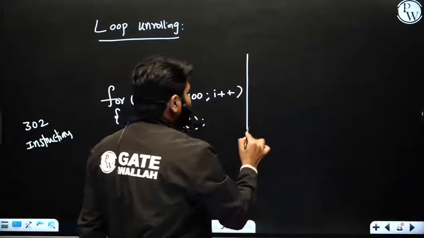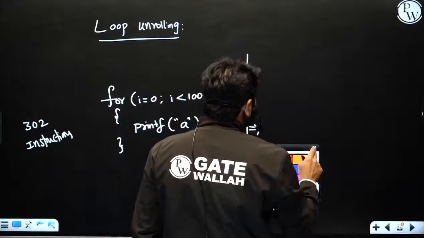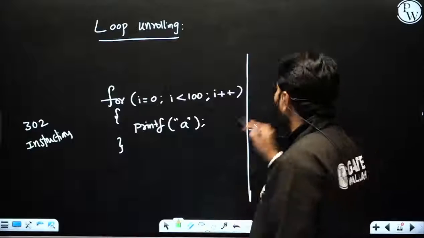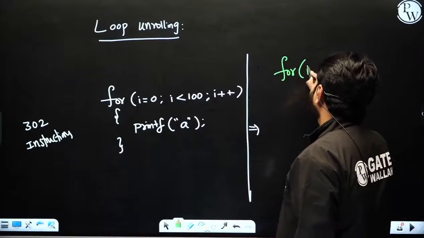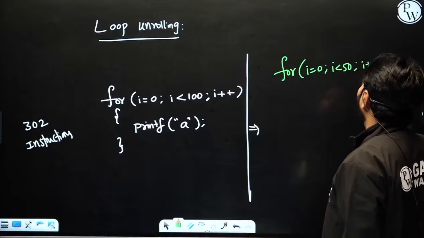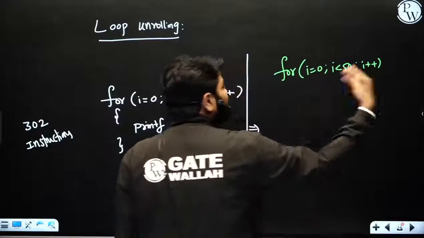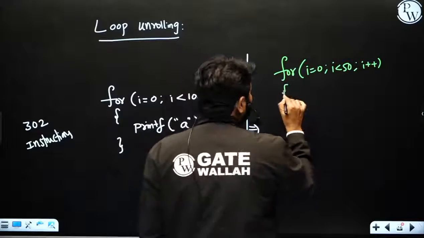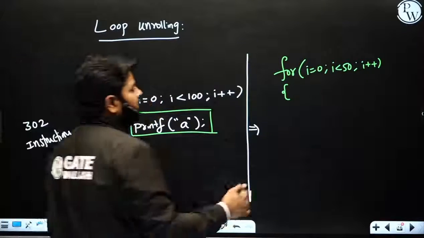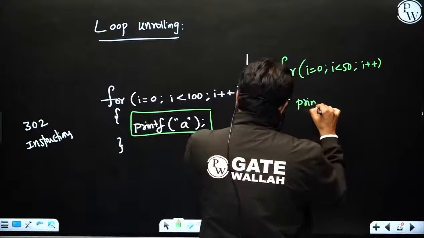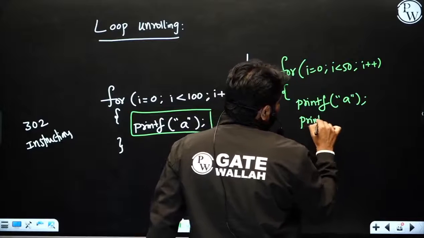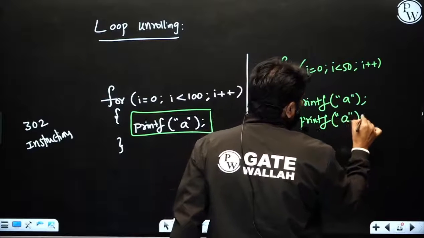Now, can you have a better optimized version of this code? Yes. How do you do that? It's called unrolling. So this 100, you can make it half. What happens if you make it half? For i is equal to 0, i less than 50. Of course, you can make it half further, but one time unrolling will make it 50, two times unrolling will make it 25. But when you unroll it the first time, what happens? This code is going to be copied twice, that is, duplicated. You will get printf a and again printf a. So two times you will copy the body of the for loop.